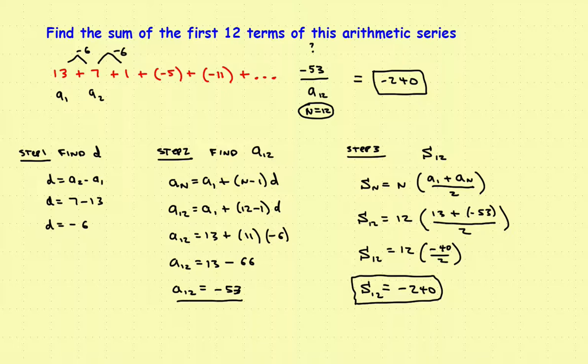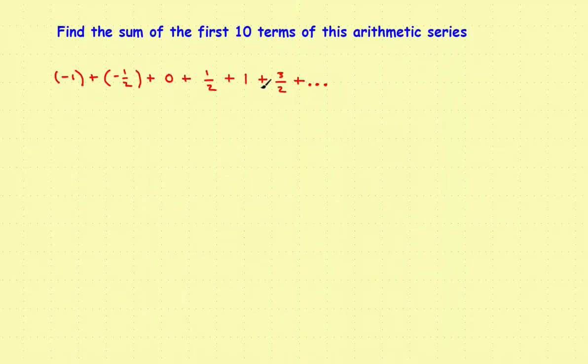And let's take a look at one more example, this time that involves fractions. Again, I want the sum of the first 10 terms of this arithmetic series. So again, I'll do the same thing I've done before. I'll label the first few. So starting right here, I've got a sub 1. This would be a sub 2. And somewhere out here is the 10th term. But again, I don't know what the 10th term is. So I have to follow the same 3 steps that we did last time.